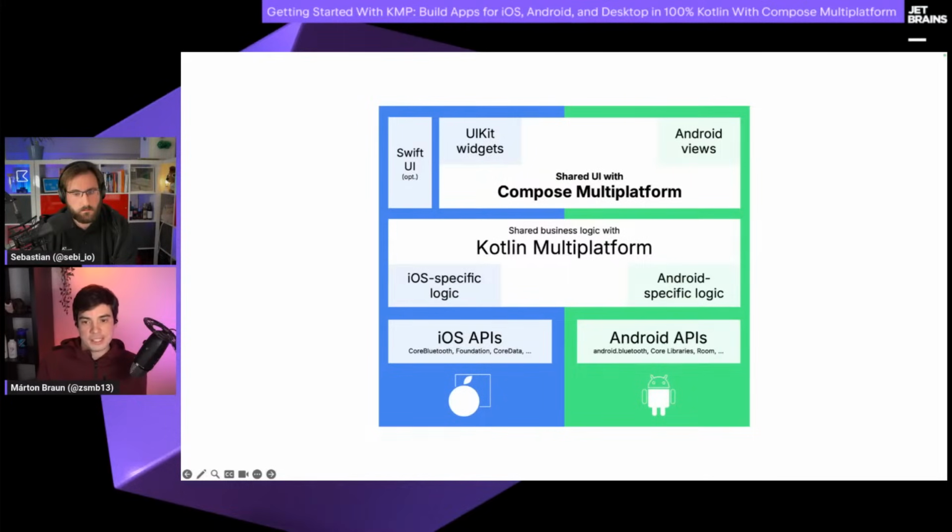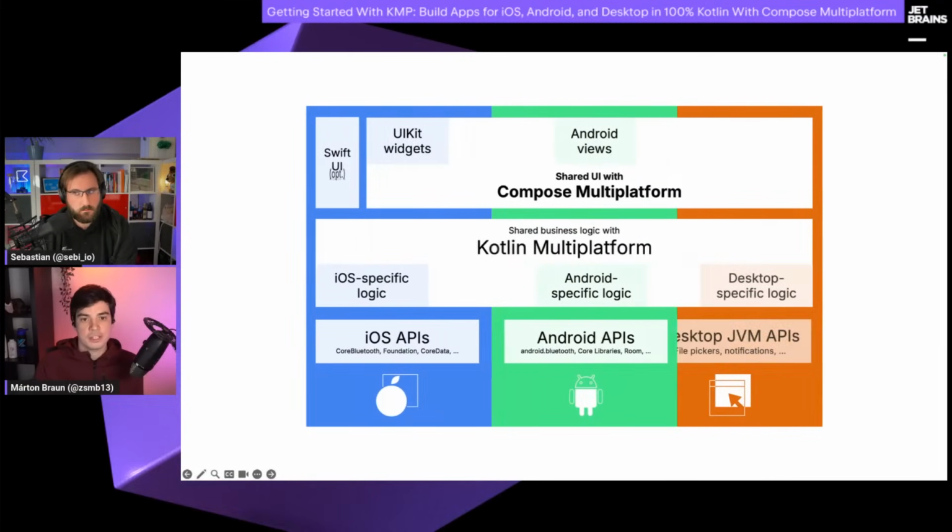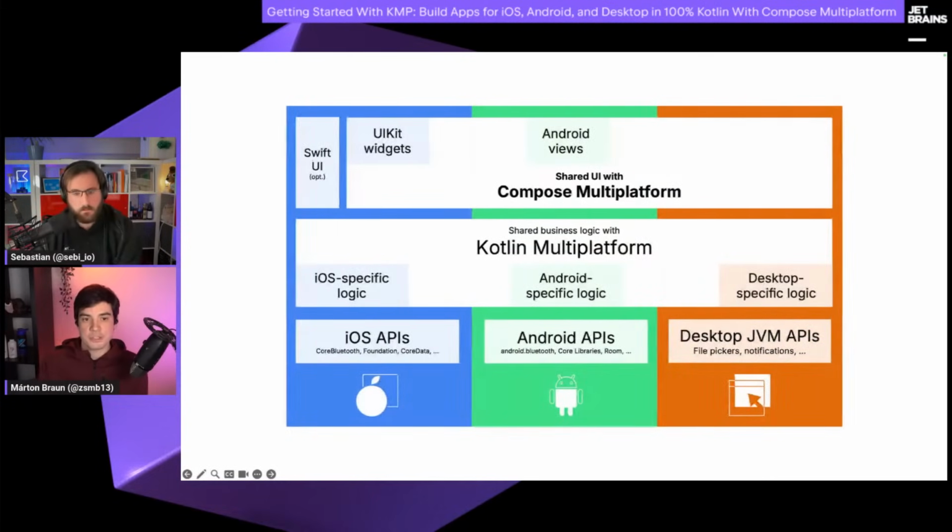Now, you can also extend this with other platforms, as we've mentioned previously. For example, if you have an app like this, which had the two mobile targets, you could also then fairly easily add a desktop target to it as well, which again uses shared business logic as well as shared UI from Compose. And that brings us to our sample app today.